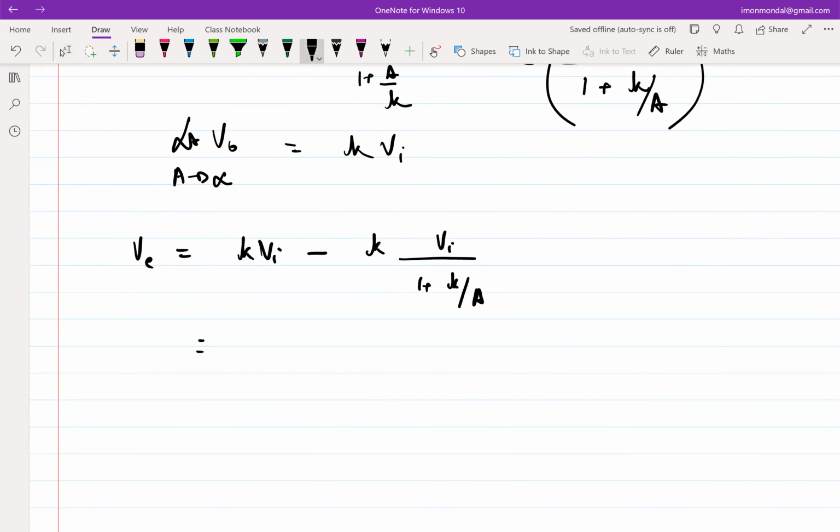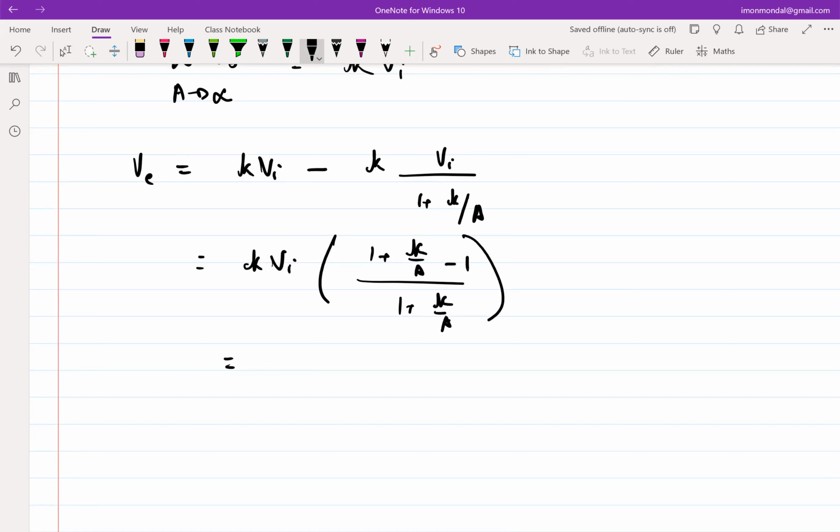So what is the error? I should not say VE, it is not this, right? So this is like delta V naught. That is the error in the output. VE was defined as something else, right? Or in other words, ratio wise, delta V naught by K VI is approximately equal to K by A. This is if K by A is much less than 1.